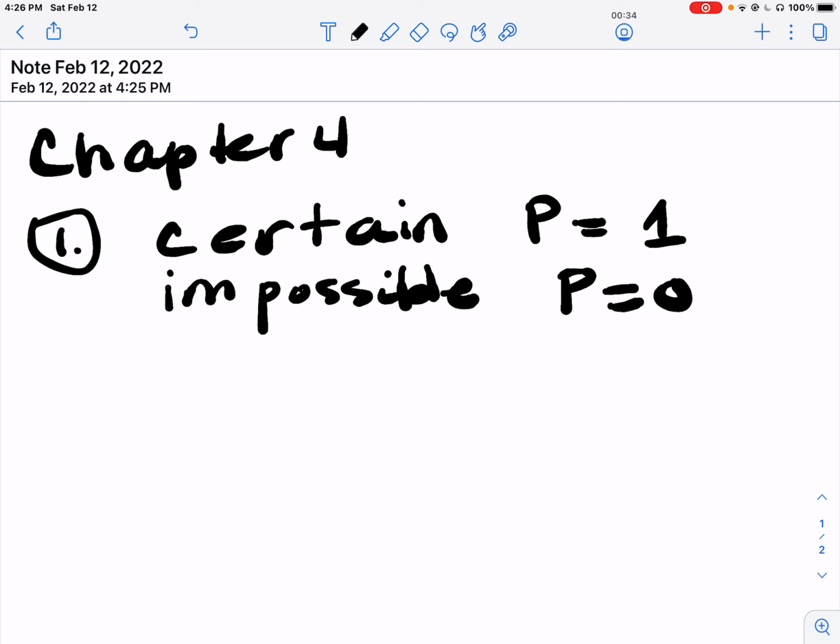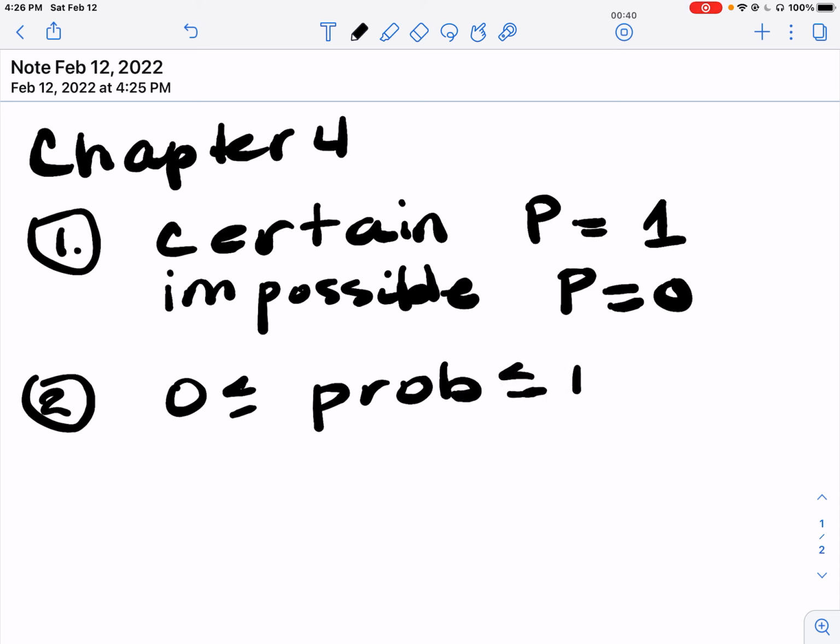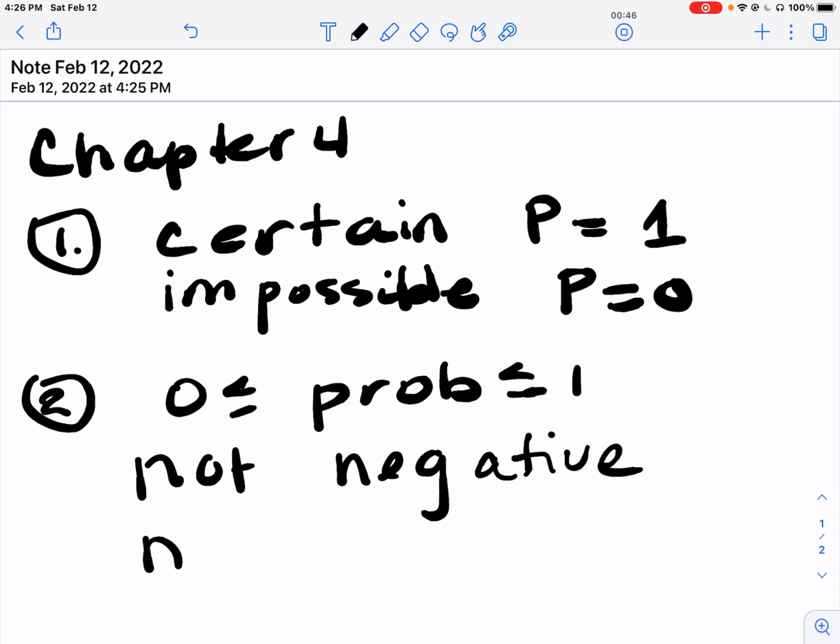So on question number 2, okay, it can't be negative, and it can't be more than 1.